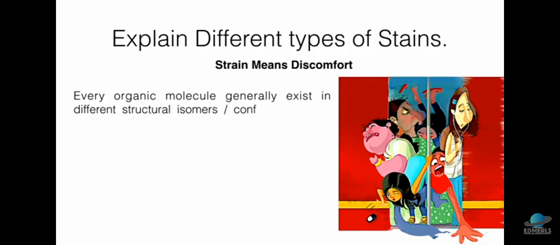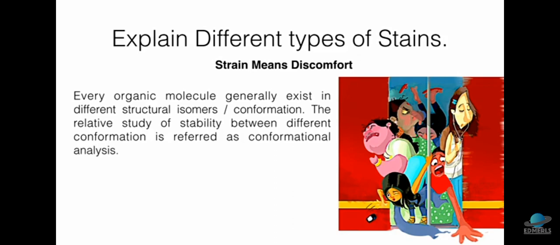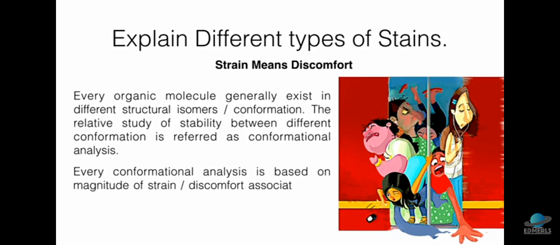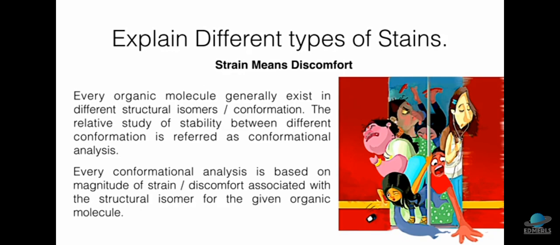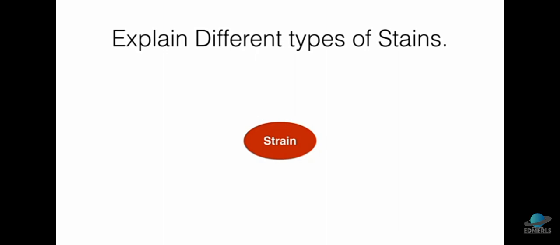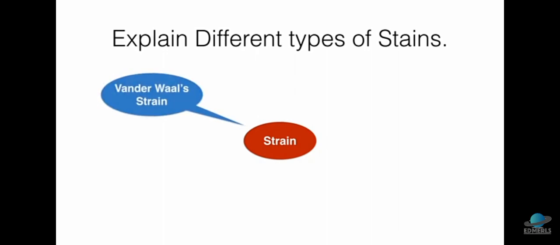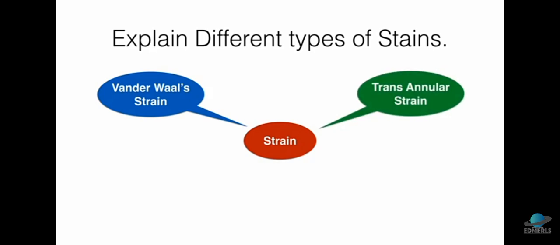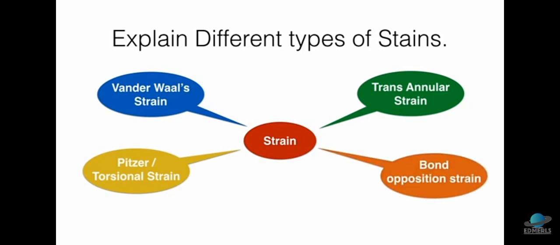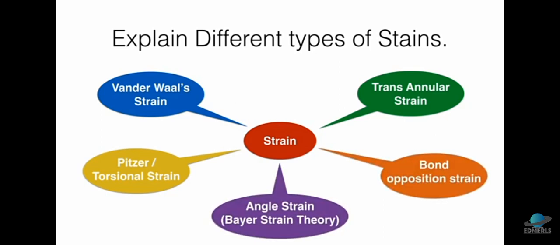structural isomers or conformations. The relative study of stability between different conformations is referred to as conformational analysis. Every conformational analysis is based on the magnitude of strain or discomfort associated with the structural isomer for the given organic molecule. There are 5 different types of strains. First is van der Waals strain, second is transannular strain, third is Pitzer or torsional strain, fourth is bond opposition strain, and the fifth is Engel strain, which is also known as Bayer strain.